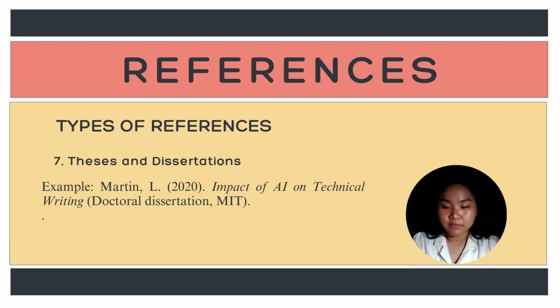So that's all the types of references. We have first the book, second the journal articles, third the conference papers, fourth the web sources, then fifth the technical reports, and then the sixth one is the patents, and lastly we have the theses and dissertations for the types of references.